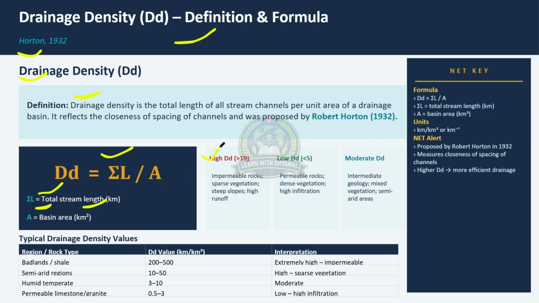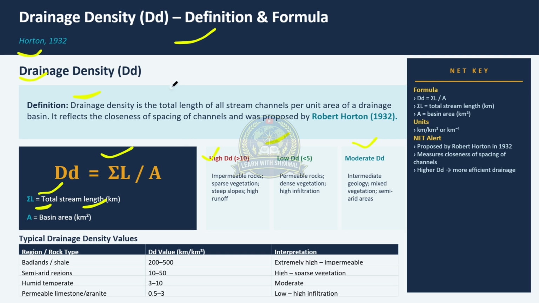High drainage density, more than 10: impermeable rocks, sparse vegetation, steep slopes and high runoff. Low drainage density, less than 5: permeable rocks, dense vegetation and high infiltration. Moderate drainage density: intermediate geology, mixed vegetation, semi-arid areas.